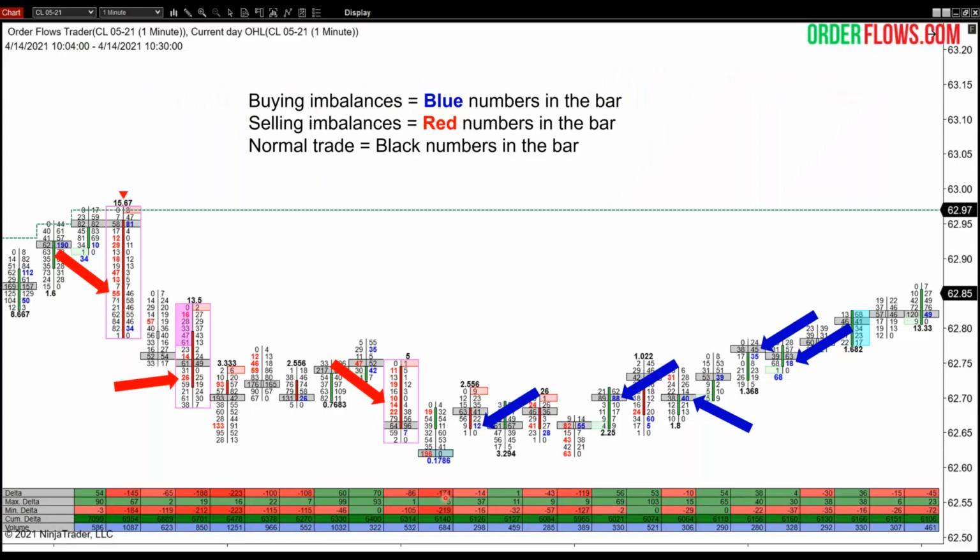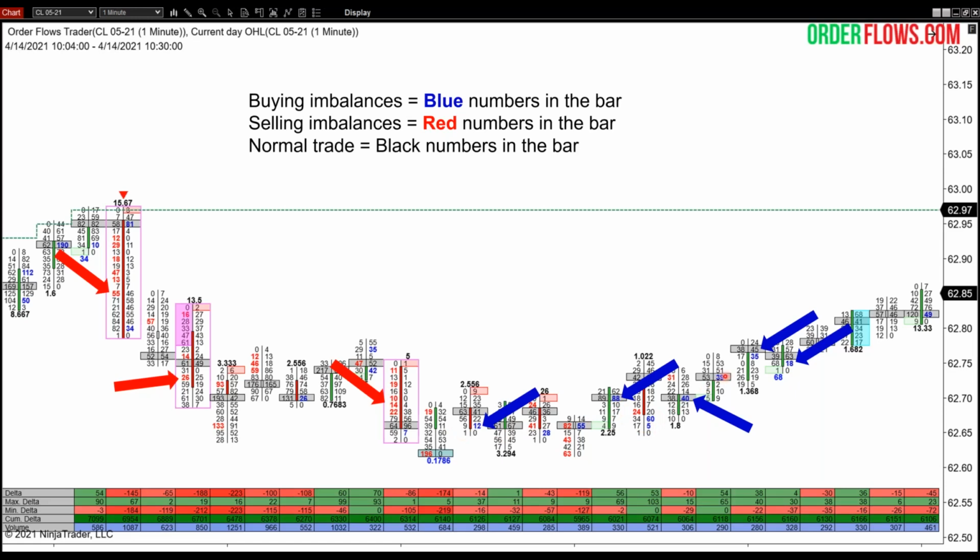So in a bar on the footprint chart, there's red numbers, there's blue numbers, and there's black numbers. Your normal trading that's happening is a black number in the bar. There's nothing special, right? That's just the normal trade. But you're going to see in a bar red numbers, right? You see 11 against 1, 19 against 1, 10 against 3, 14 against 0, 4 against 22. These are selling imbalances, right? Just as you have blue numbers, which are buying imbalances: 3 against 88, 1 against 5, 17 against 60, 12 against 40, 9 against 39.